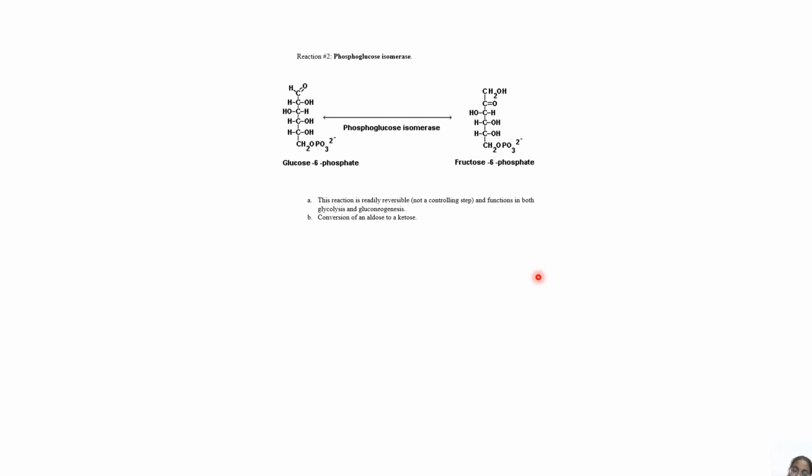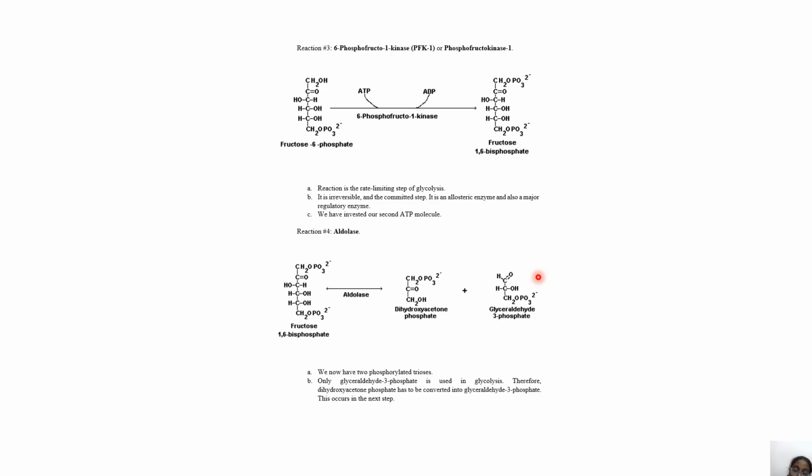The next reaction is catalyzed by phosphoglucose isomerase. In this case, the reaction is reversible and functions in both glycolysis and gluconeogenesis. It means the conversion of an aldose to a ketose. In the next reaction, phosphofructokinase is the rate-limiting step of glycolysis. It is irreversible and the committed step. It is an allosteric enzyme and also a major regulatory enzyme. So we have invested a second ATP molecule here.